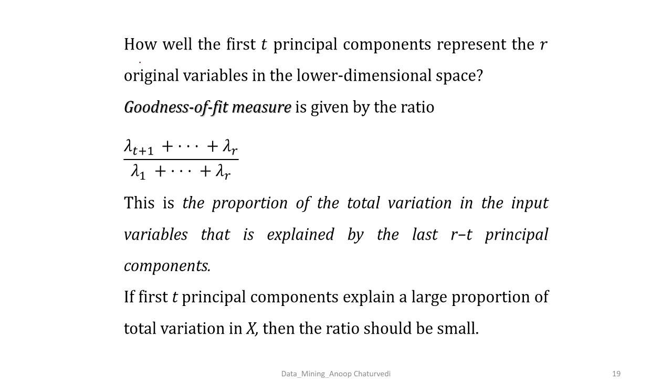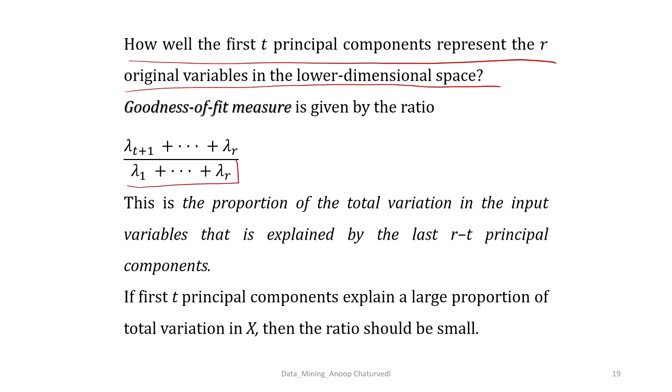Now, how well do the first t principal components represent the r original variables in the lower dimensional space? Observe that the total variance is lambda 1 plus lambda 2 and so on plus lambda r. And if you are using t principal components, then out of this total variation, how much variation are you capturing through these t principal components? Lambda 1 plus lambda 2 plus so on plus lambda t. So, how much is the loss of information? It is lambda t plus 1 plus lambda t plus 2 and so on plus lambda r.